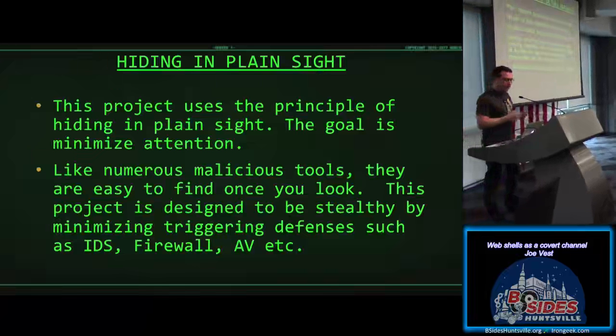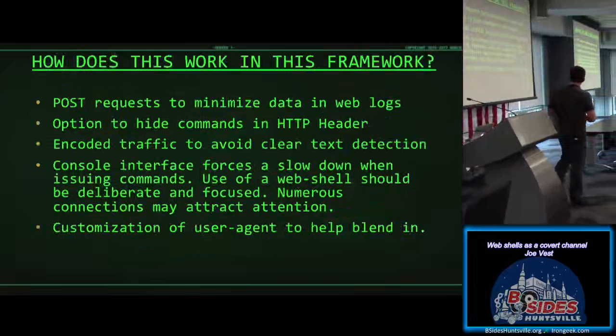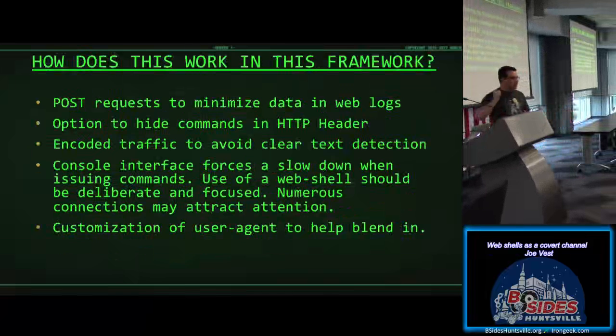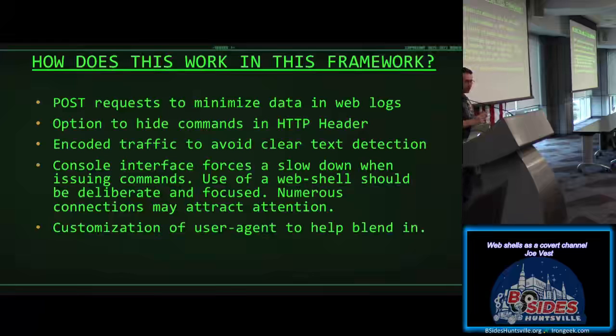Okay. So how do I do this? In this tool set, I'm using post requests to minimize data in the web logs. There's some improvements in this space I can do. I'll show you that later. But I also started hiding things in the HTTP header. So instead of using data through a post parameter, I put it in a HTTP header. I'm encoding the traffic. So encoding both what I send and what I receive. So I want to control both sides of that so that I minimize any sort of sensor seeing something strange.